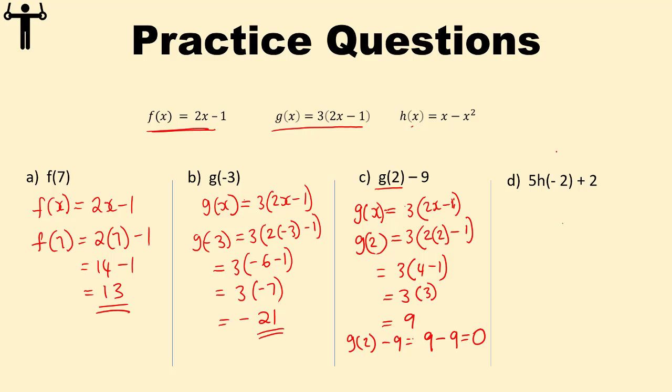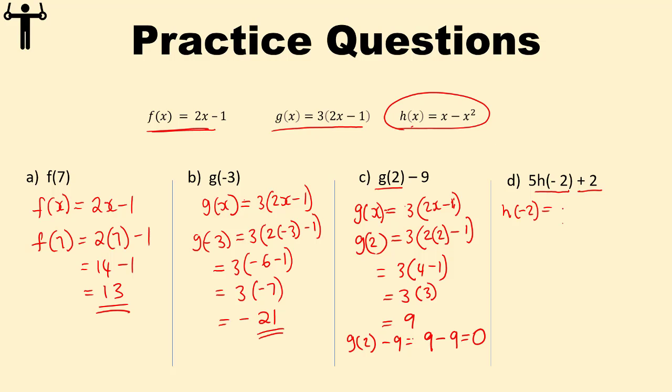5 of h of minus 2 plus 2. So we need to use the h of x function. First of all, we need to substitute minus 2 into h of x, which is x minus x squared, then times it by 5, and then add 2. So let's go ahead and find h of minus 2 first.